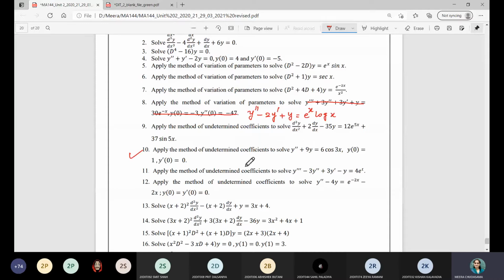So now we are going to consider this 10th number example. Okay, so let us see. Apply the method of undetermined coefficients to solve this one. Here we are given the initial conditions as well: y of 0 is 1, y dash of 0 is 0. So we are going to find the particular solution, not the general solution.